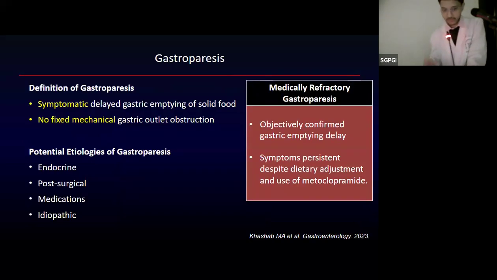In brief, we all know gastroparesis is symptomatic delayed gastric emptying of solid food, with no fixed mechanical gastric outlet obstruction. The potential etiologies are endocrine disorders like diabetes, post-surgical causes like vagal denervation procedures, medications, and idiopathic. The idiopathic group is the most common etiology, and we call it medically refractory gastroparesis when we have an objective confirmation and symptoms persist despite dietary measures and use of drugs, that is metoclopramide.